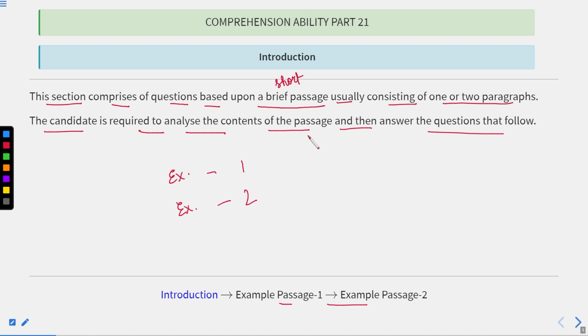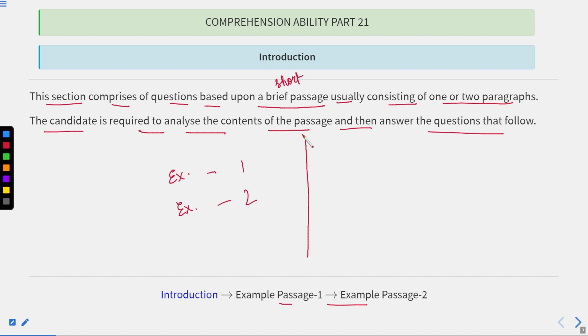Now, one more thing: these types of passages you may find in any competitive exam. You will be seeing these types of passages in CLAT and other exams as well, because they have been taken from those exams only. So you may find that these types of passages may also come in your exam. Possibly they are more in number since they are very simple.